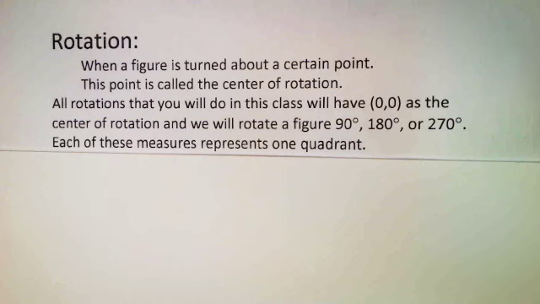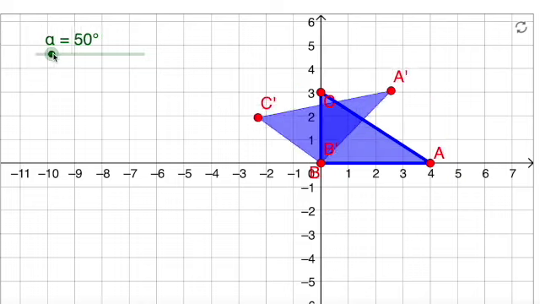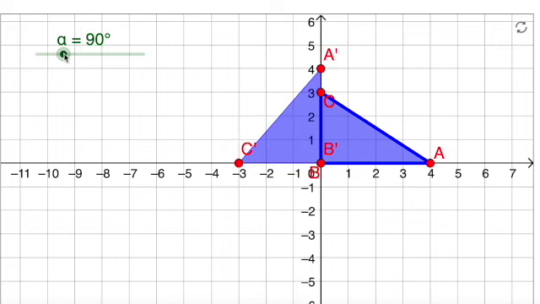Each of these measures represents one quadrant. So let's take a look, as an example, at me rotating a figure for each one of these angle measures. We're going to go over the 90-degree rotation, the 180-degree rotation, and the 270-degree rotation. On each of these, the center of rotation will be the origin, or 0, 0. So we're going to take this triangle and rotate it 90 degrees. Let's do that.